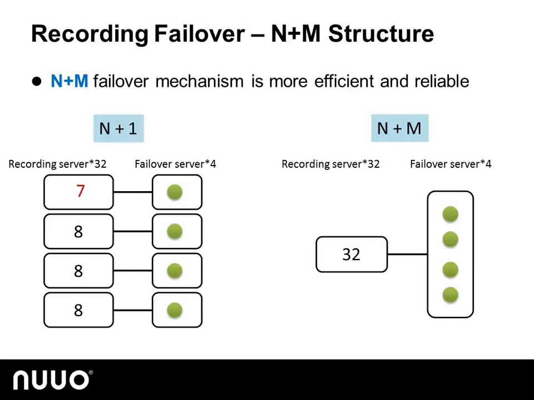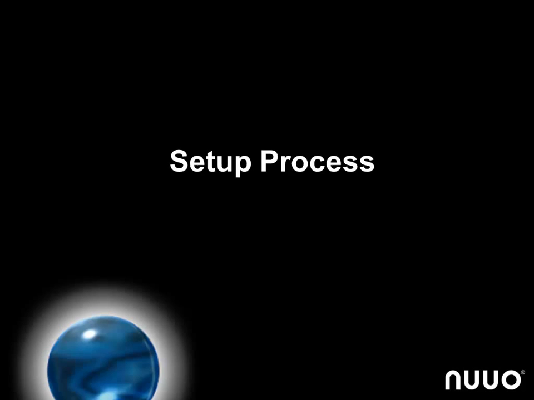But if a second recording server in the same group fails, there is now no server available to handle your recording needs. In an N+M structure, when one server fails, one failover backs it up. However, when a second server fails, there is a second failover server ready to assume recording duties too. It is often impossible to predict which server is most likely to fail. Nonetheless, the Crystal N+M structure can spread the risk to handle failovers efficiently and reliably. Now, let's take a look at the setup process.